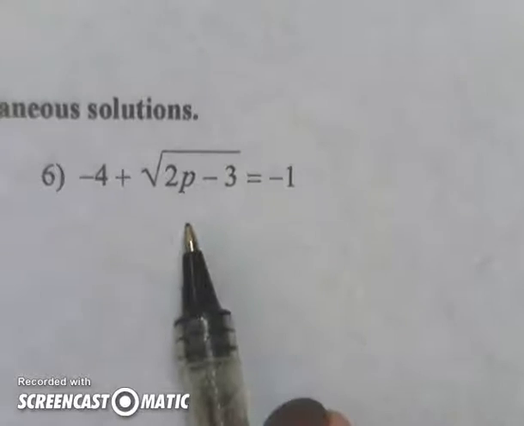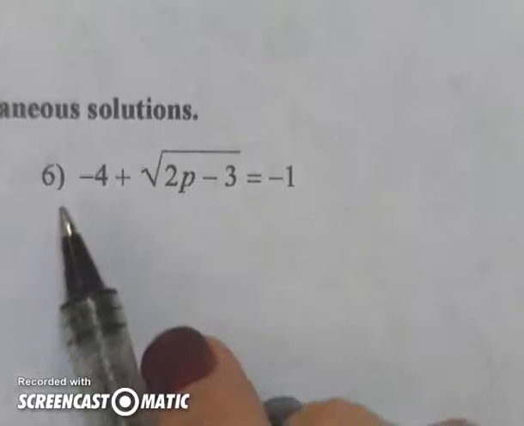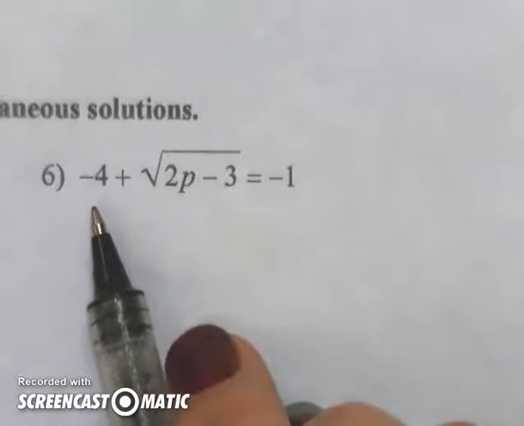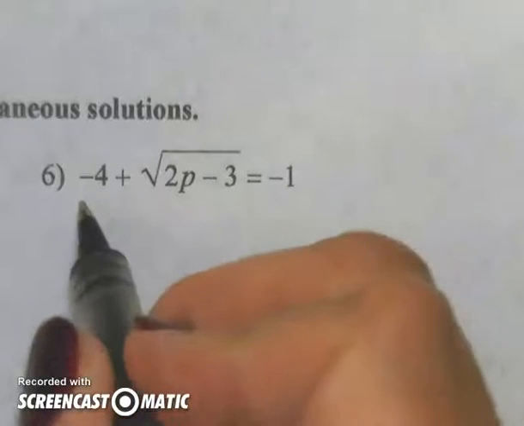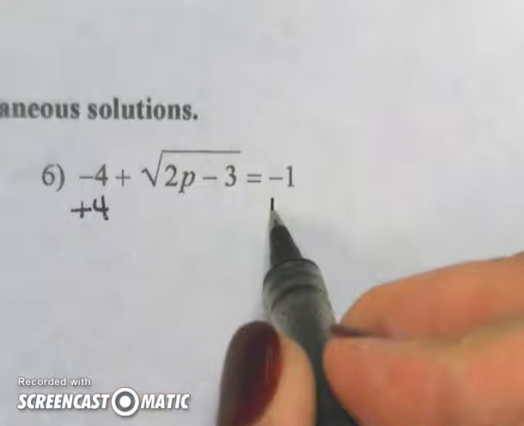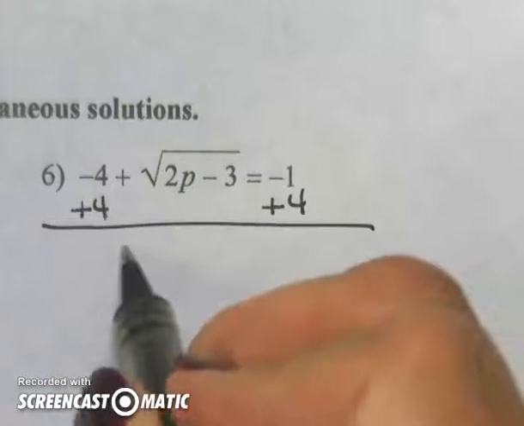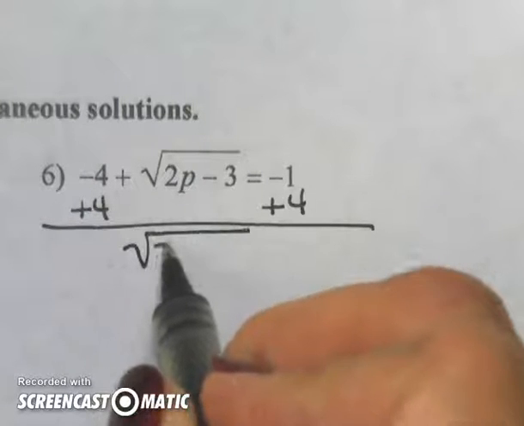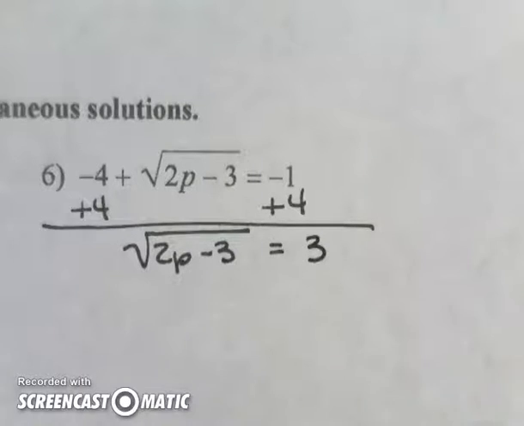I have 1 radical. Now, the next question is, is it by itself? My answer there is no, because of this -4 out front. Well, if it's not by itself, I need to get rid of anything that's with it. So this -4 has to go. I'm going to add 4 to both sides. So now I have the square root of 2p minus 3 is equal to 3.